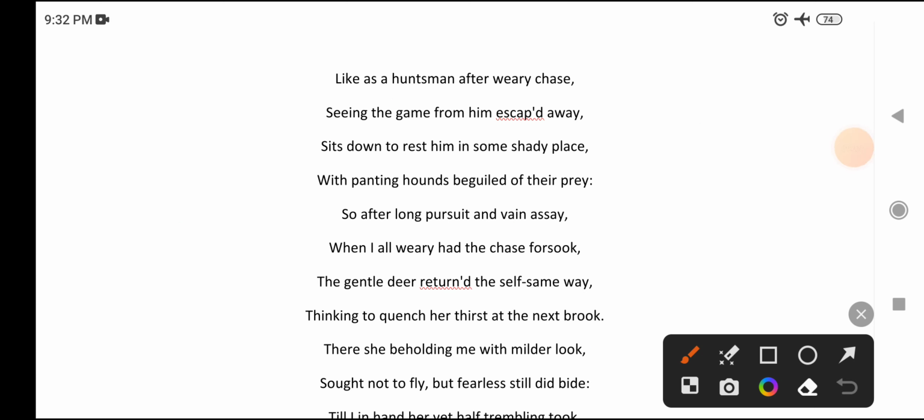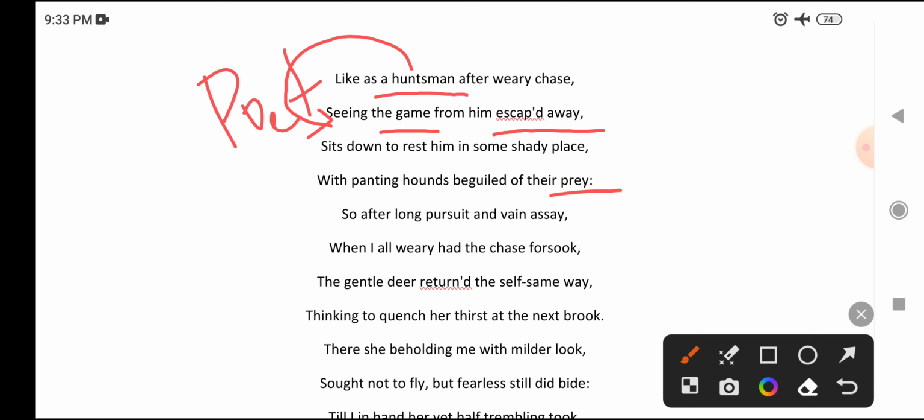Let's start the text. In this sonnet, the poet compares himself with a huntsman and his beloved with prey. A huntsman hunts his prey. The poet says, like as a huntsman after weary chase, seeing the game from him escaped away. The huntsman hunts his game. So here the huntsman is the poet himself, and his game is his beloved, Elizabeth Boyle.